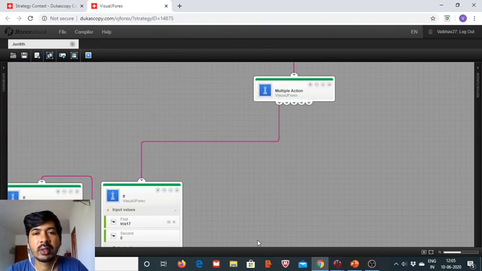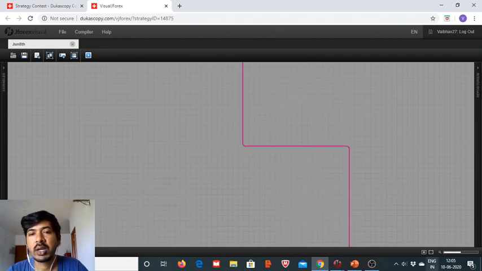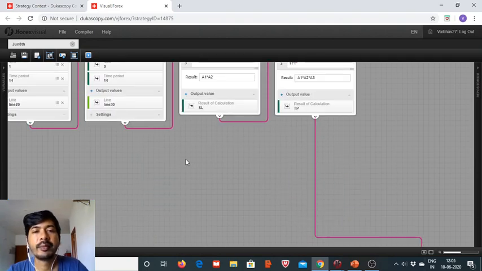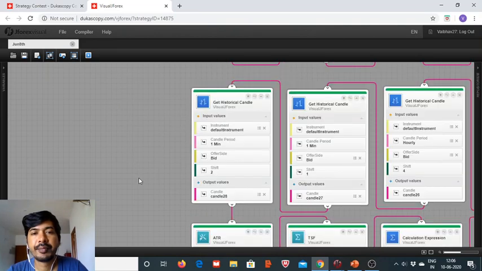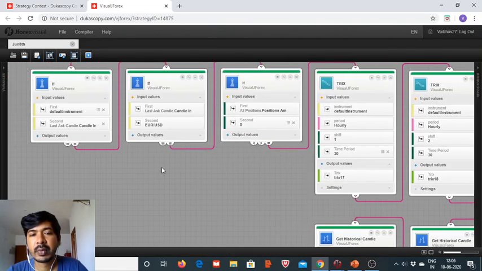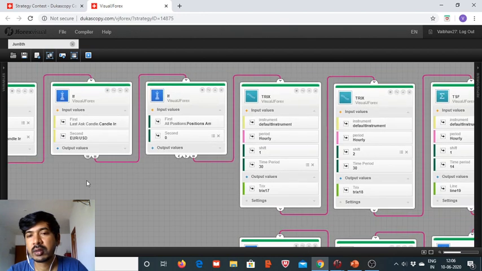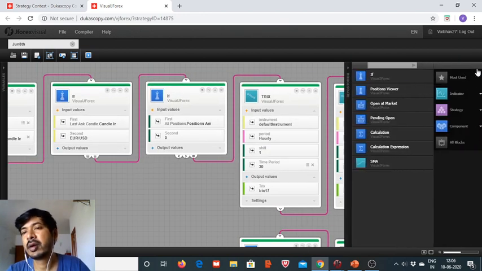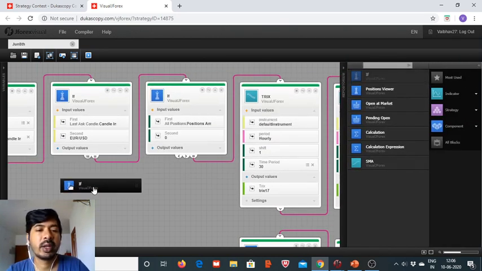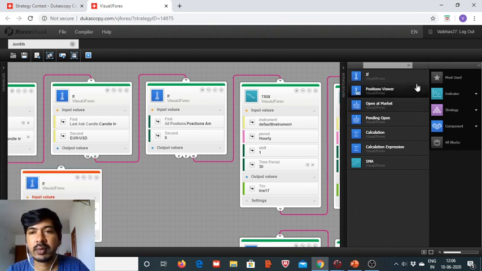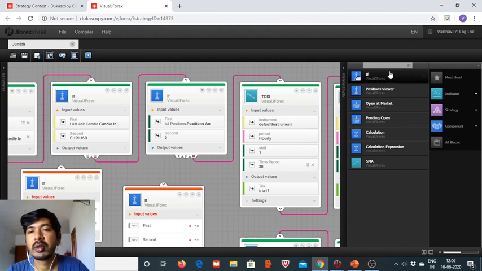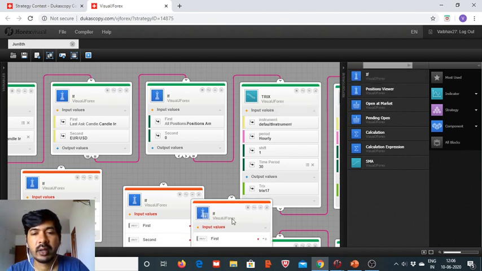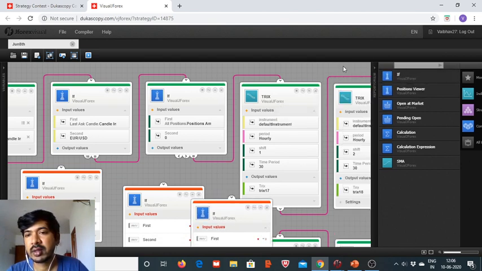So now is the time to start working on the sell side. So we bring in the if blocks, and we are going to need a lot of them, but first we will bring 3 for the TRIX, and then we will define the TSF.